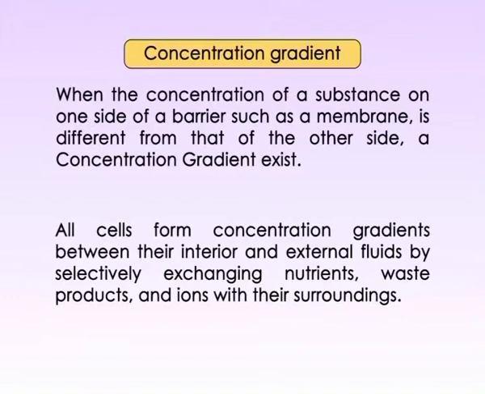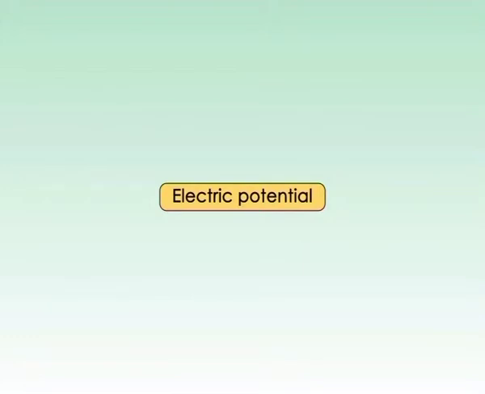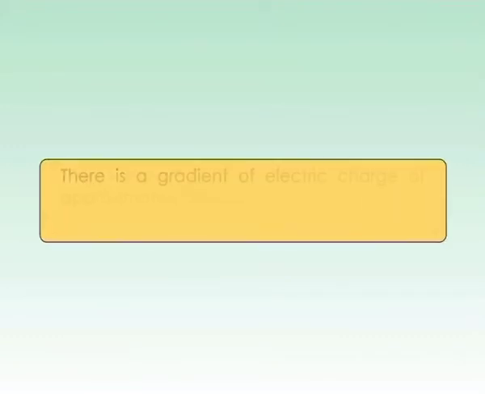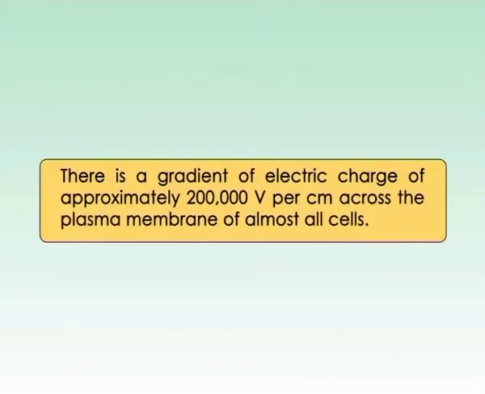Now, a third form of potential energy in cells is an electric potential, the energy of charge separation. For instance, there is a gradient of electric charge of approximately 200,000 volts per centimeter across the plasma membrane of almost all cells.